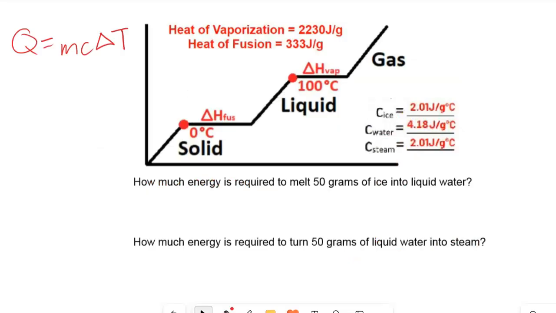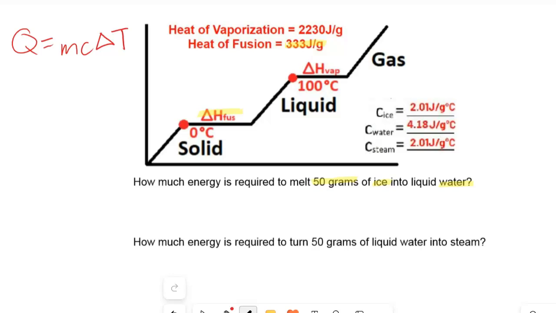For our first problem, how much energy is required to melt 50 grams of ice into liquid water? Here we have our formula, Q equals mc delta T, and for this problem we have 50 grams of ice and we're turning it into liquid water. If we're going from ice to water and there's no temperatures listed, then we know we're going through the heat of fusion. And the number for heat of fusion is 333 joules per gram.